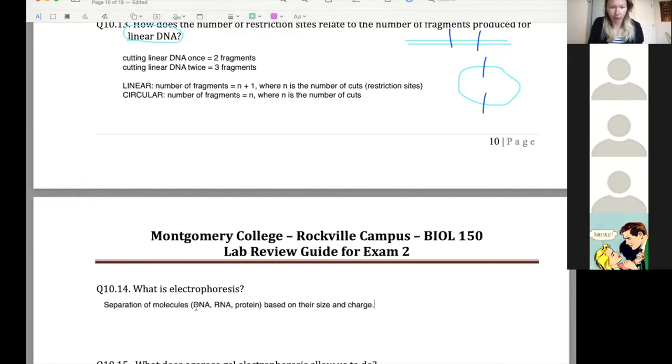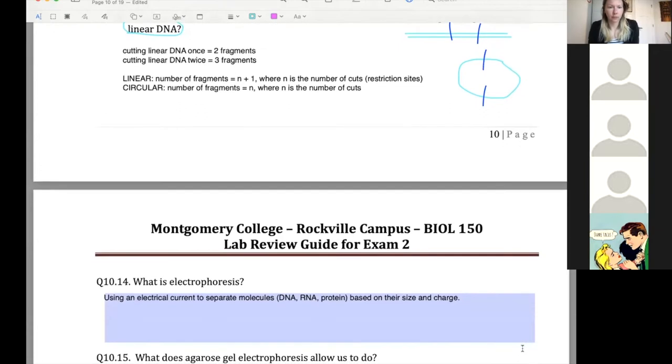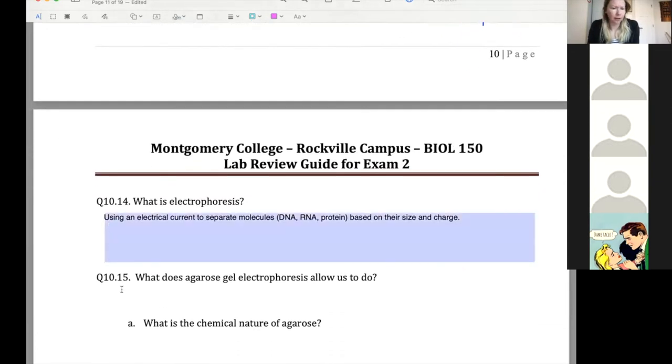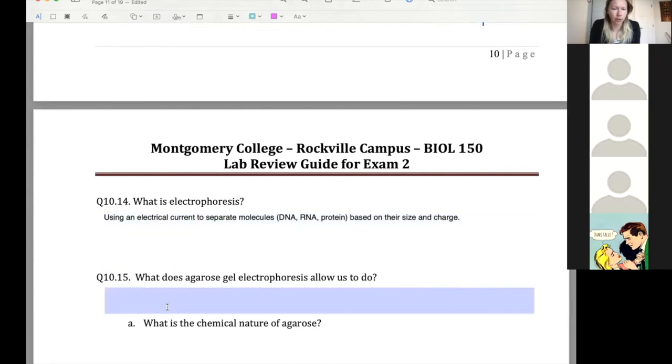And the electro part of the electrophoresis means you're using an electrical current to achieve this. So we can add that in there. So using an electrical current to separate molecules. And that's basically like the answer to the next question as well. What does agarose gel electrophoresis allow us to do? Well, we're separating molecules based on their size using electricity.